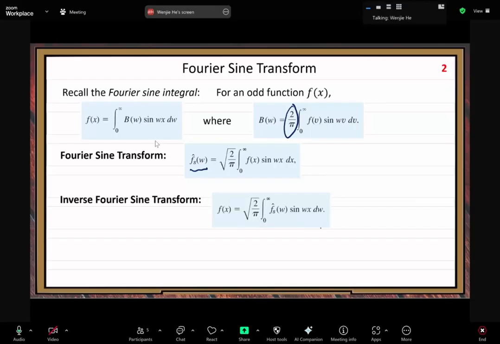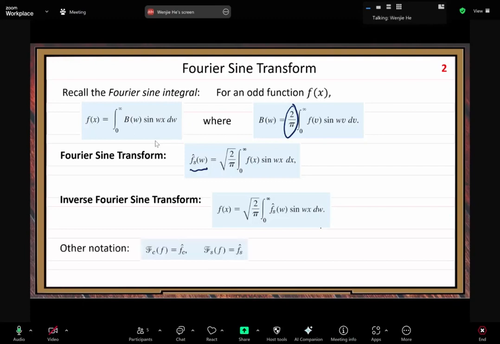So you can see the Fourier integral we learned in part B, the previous topic, is the foundation of our Fourier transform concept.